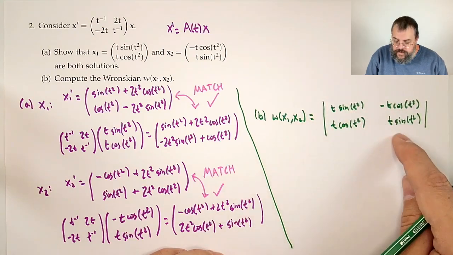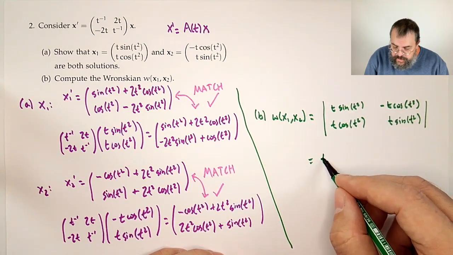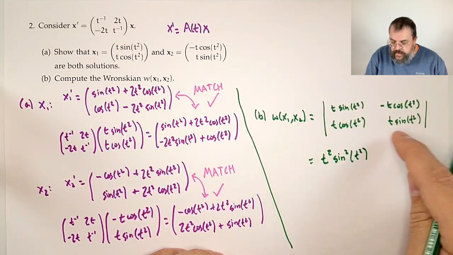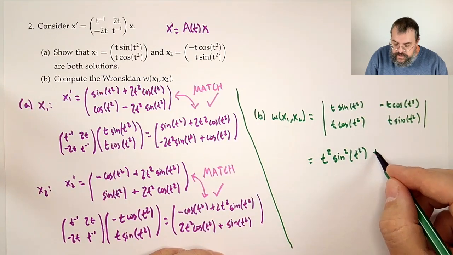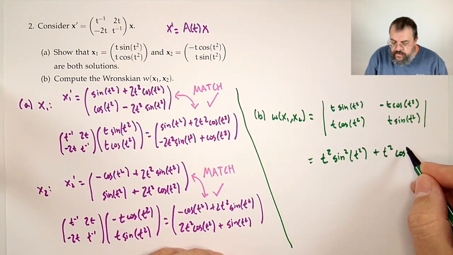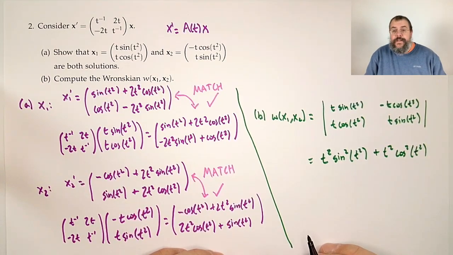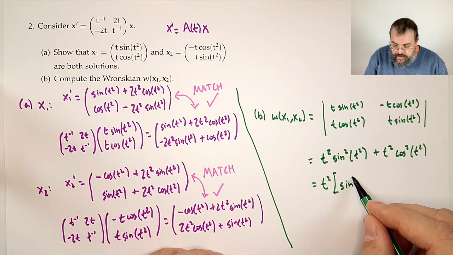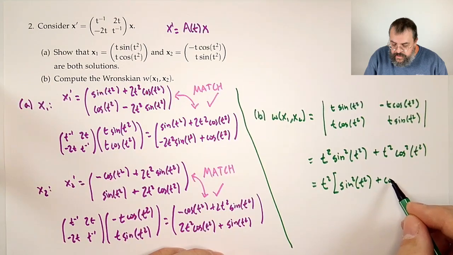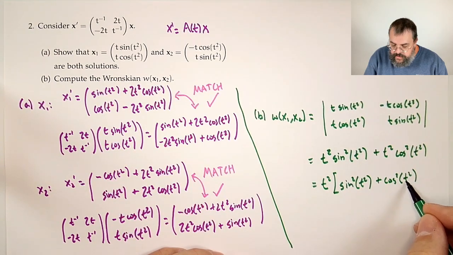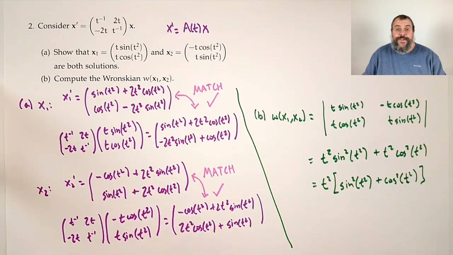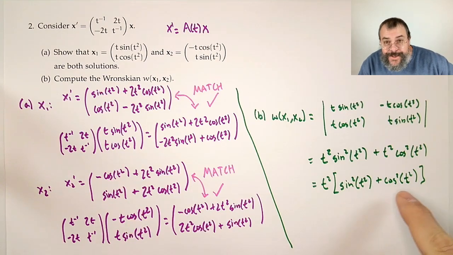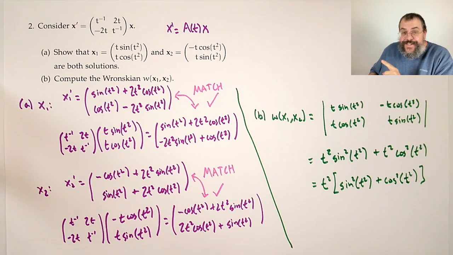So we'll have t squared sine squared of t squared, subtract a minus, so it really becomes a plus, t squared cosine squared of t squared. And you might think, well, hey, there's a t squared common. We can pull that out, and we can, so we will. And now we have something that looks familiar. Sine squared plus cosine squared. We know that. But wait, there's a t squared on the inside. So how does that change the answer?